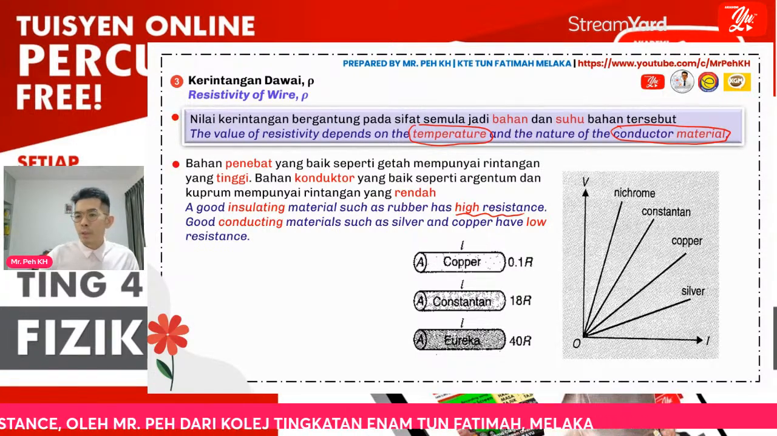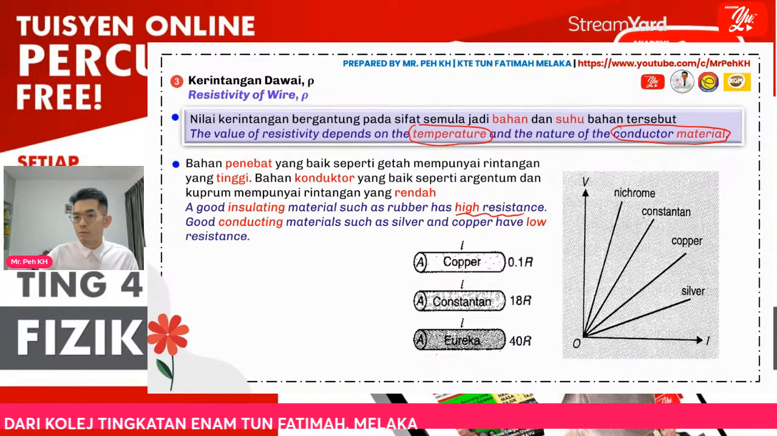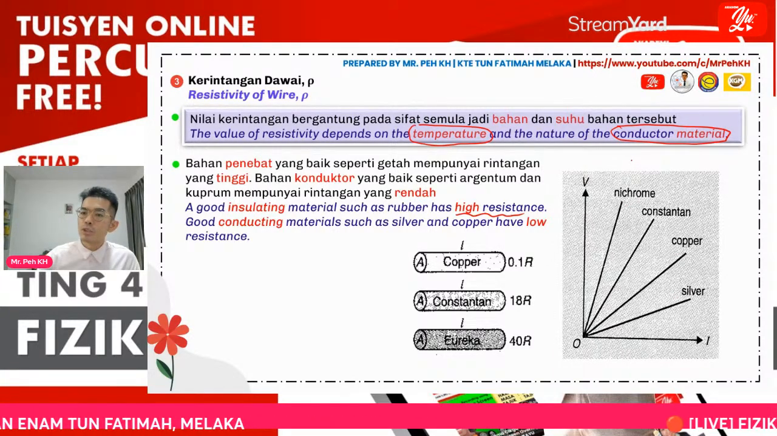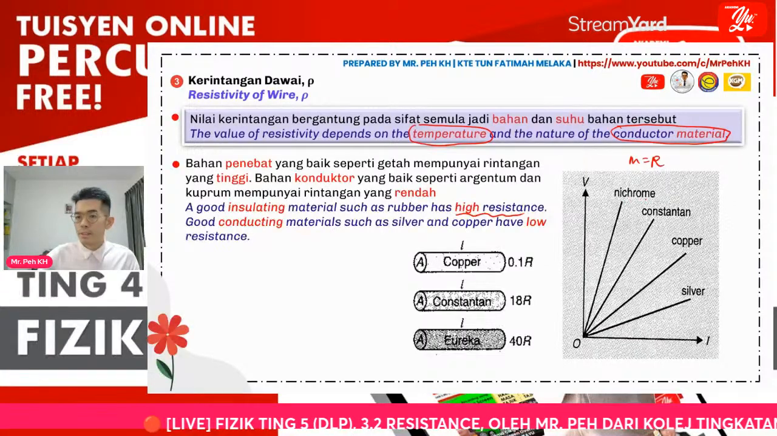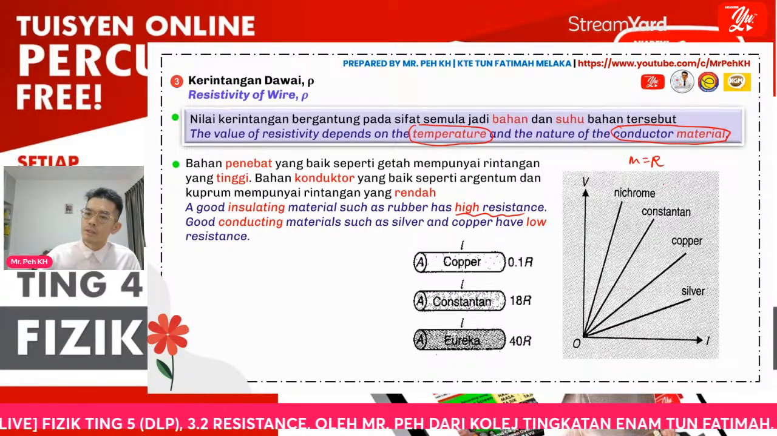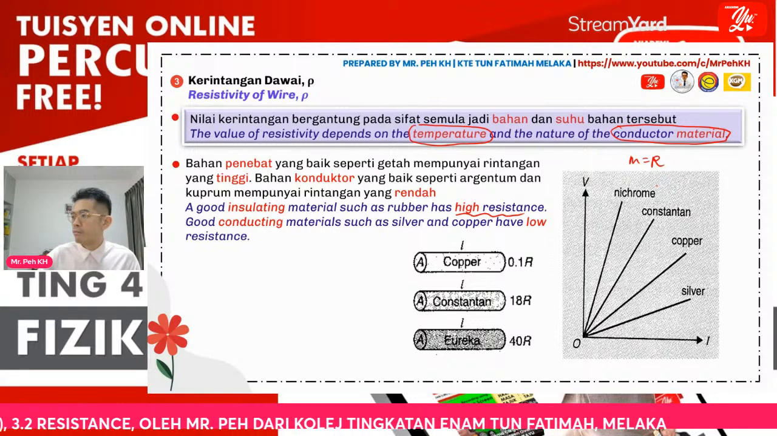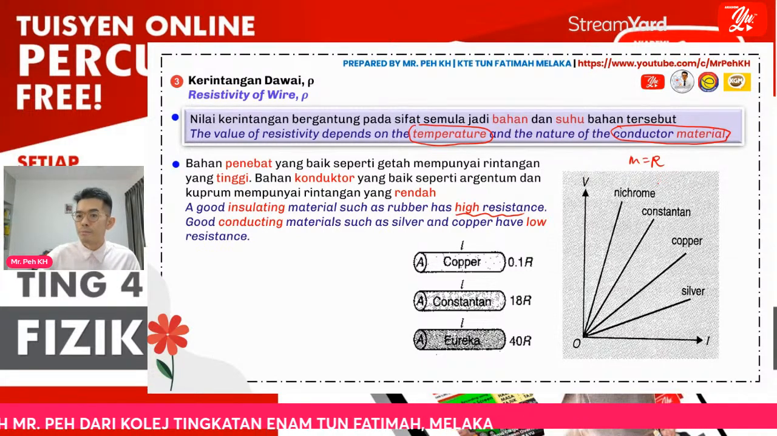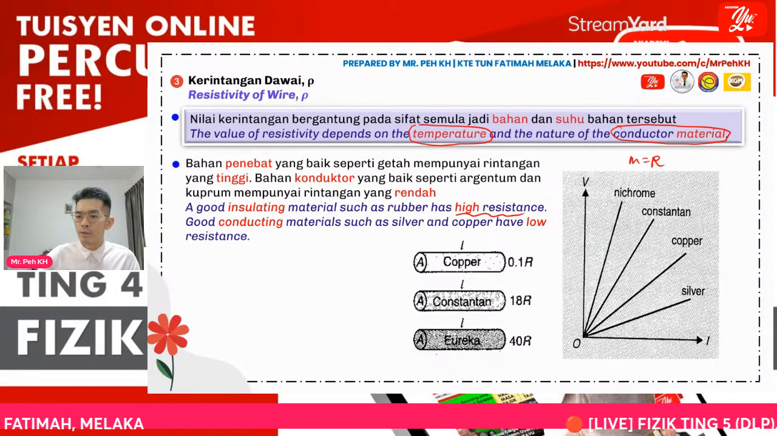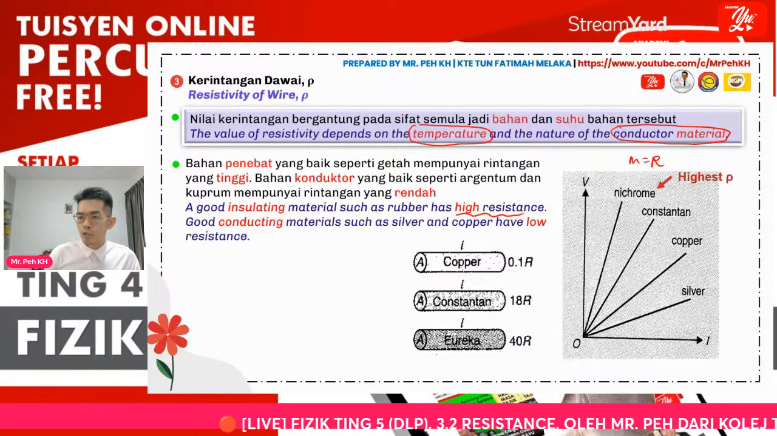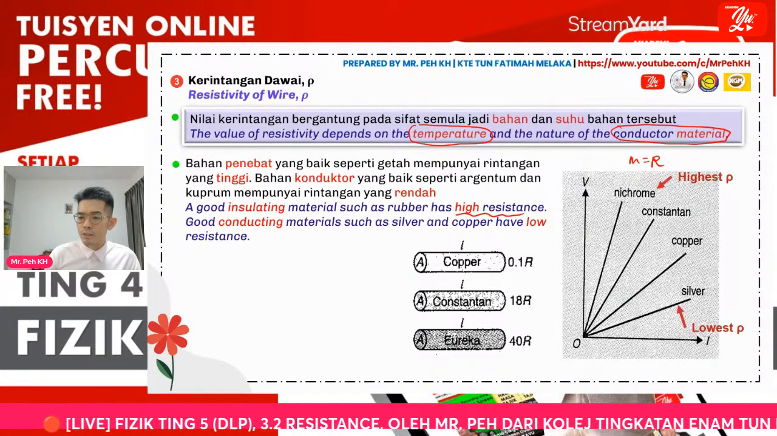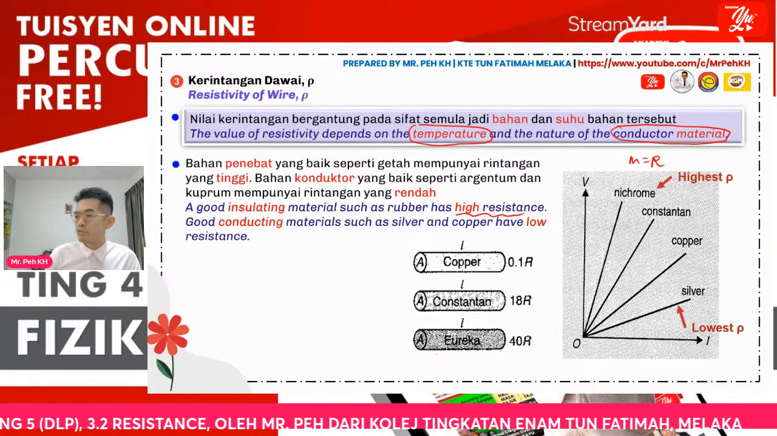But this graph shows the comparison between metals. Here the gradients show the resistance or the resistivity of different types of wire. Nickel shows the greater gradient, so it has the greater resistance. The resistivity for nickel is the highest compared to the others in this graph, and silver is the lowest if we compare among these four types of metal.